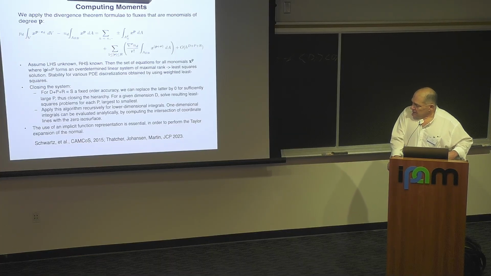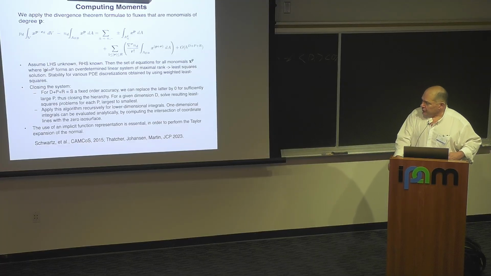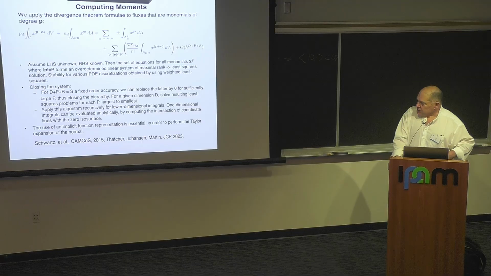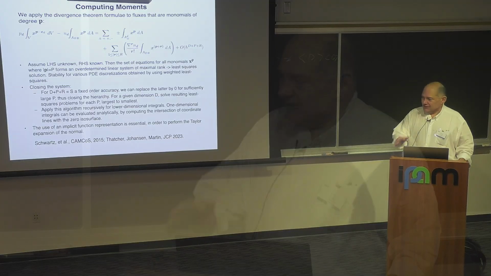So how do we close the system? Well, for these higher things, at some point they just become 0 because they're smaller than the truncation error you're aiming at. You're aiming at order h to the s. So we can replace these by 0, and that closes the hierarchy. These are all one dimension lower. So you do the lower dimensions first, and then you use them to do the higher dimensions. Now, you apply this recursively to lower dimensional integrals.